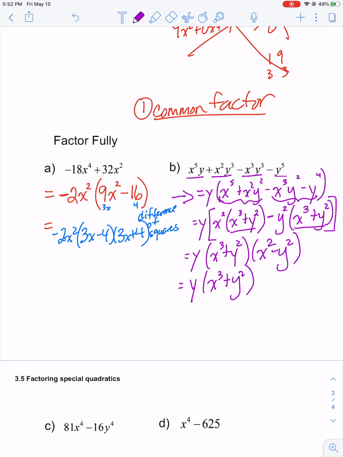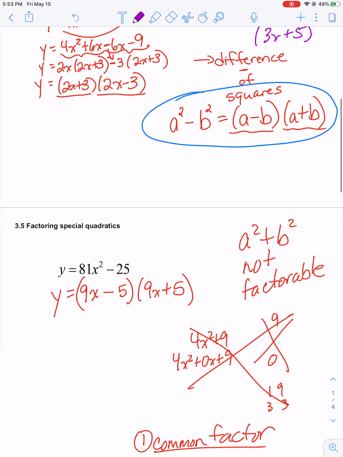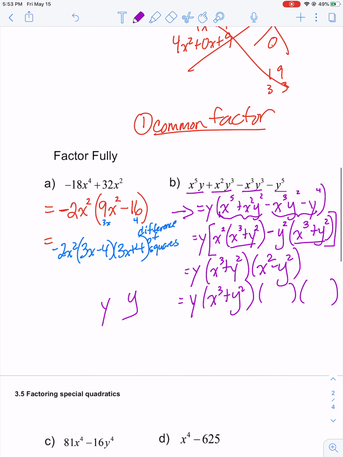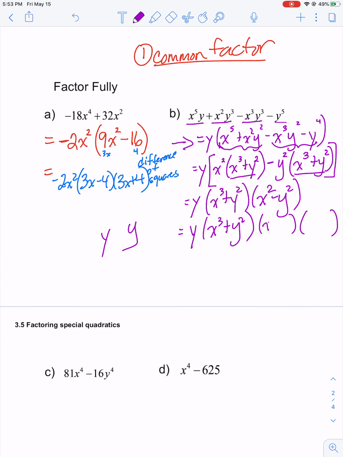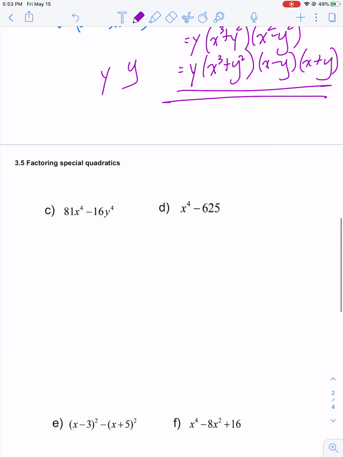Notice how sometimes I write my y's like this, and sometimes I write them like that. I don't know why I do that. Okay, x squared minus y squared. Look at that. That's the same thing as this right here, except it's got x's and y's instead of a's and b's. So then that's x minus y, x plus y, and you're done. All right, next one.